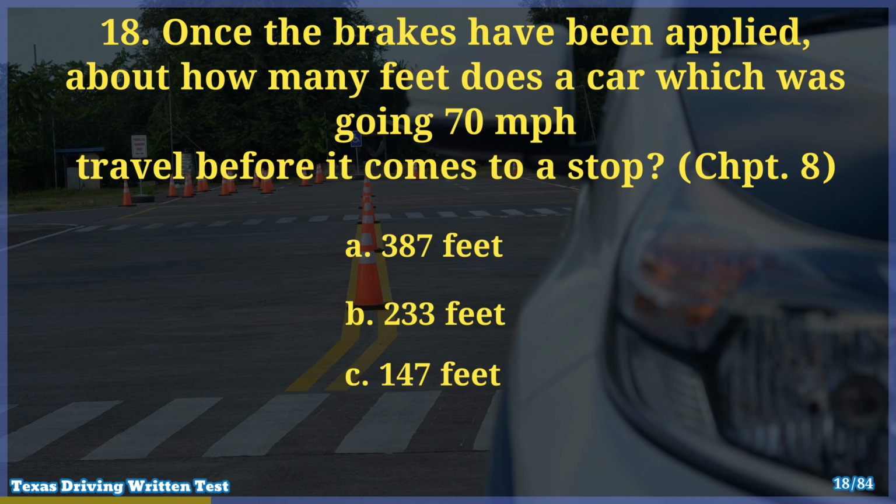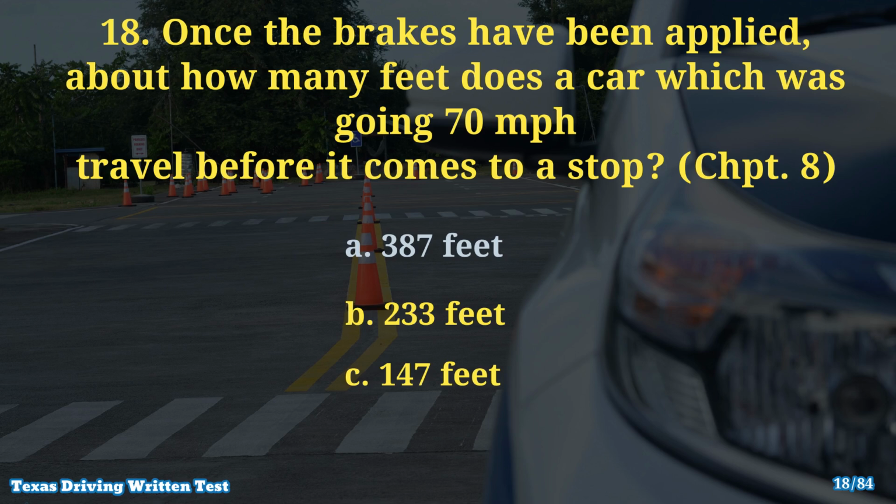18. Once the brakes have been applied, about how many feet does a car which was going 70 miles per hour travel before it comes to a stop? A. 387 feet. B. 233 feet. C. 147 feet. Answer is A. 387 feet.